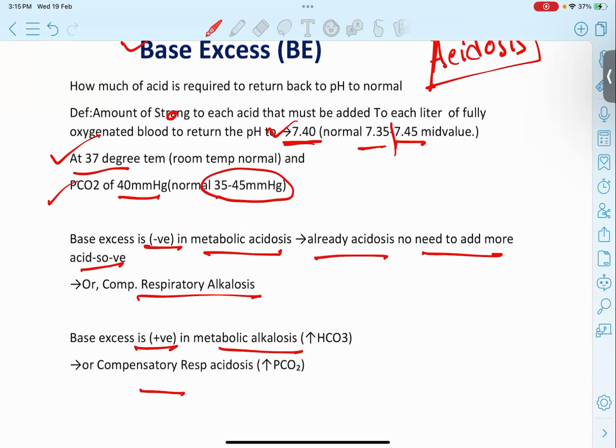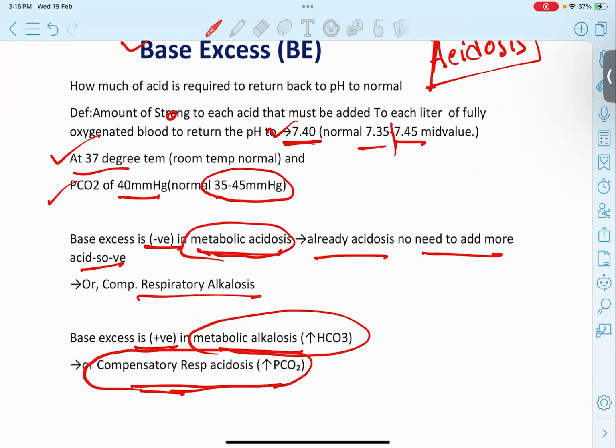What is the opposite of metabolic alkalosis? That is respiratory acidosis. So, or compensatory respiratory acidosis, because compensatory respiratory acidosis is nothing but metabolic alkalosis. Whenever someone is having metabolic alkalosis, ultimately there is going to be a compensation by respiratory acidosis. Similarly, whenever there is a metabolic acidosis, ultimately there is going to be a compensation by respiratory alkalosis. So in metabolic alkalosis, base excess is positive, because that person has high base. But in acidosis, base excess is negative.